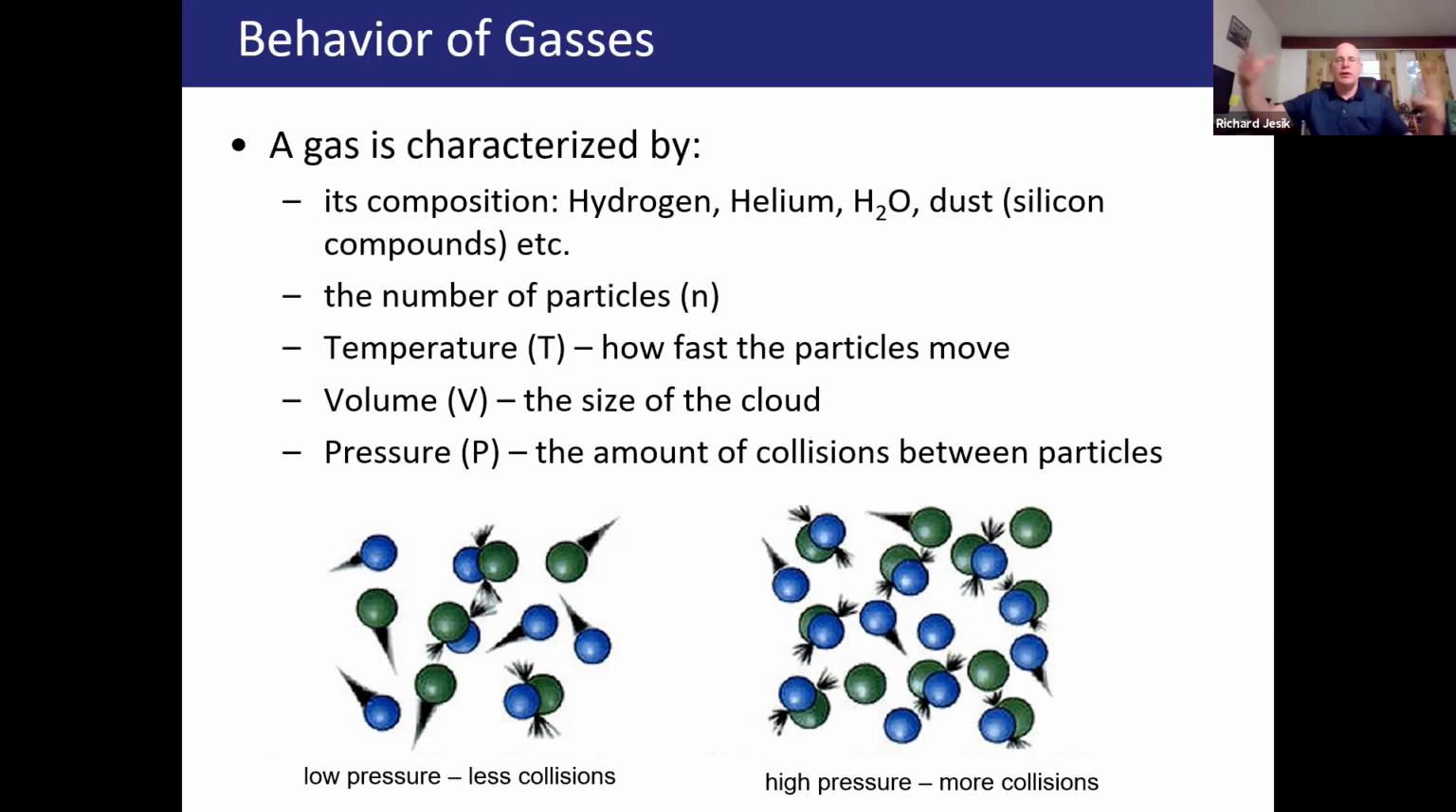And then the volume is the size of the cloud. And then the pressure. The pressure is kind of how many times the particles hit each other or you. You may notice, especially if you've ever gone to like Florida or something, you can kind of feel the atmospheric pressure is heavier there. It's not really heavier, it's just that you're getting hit by those air molecules more than you would be otherwise. So pressure is about the number of collisions.